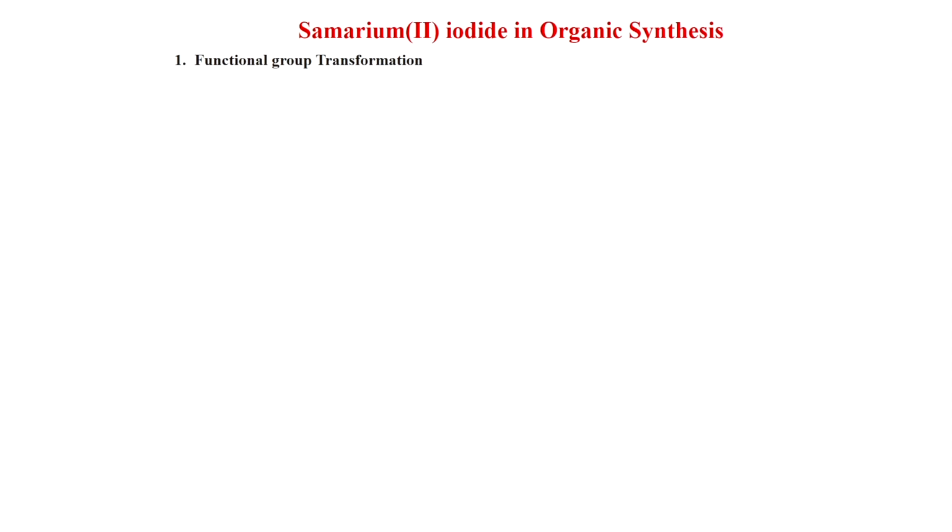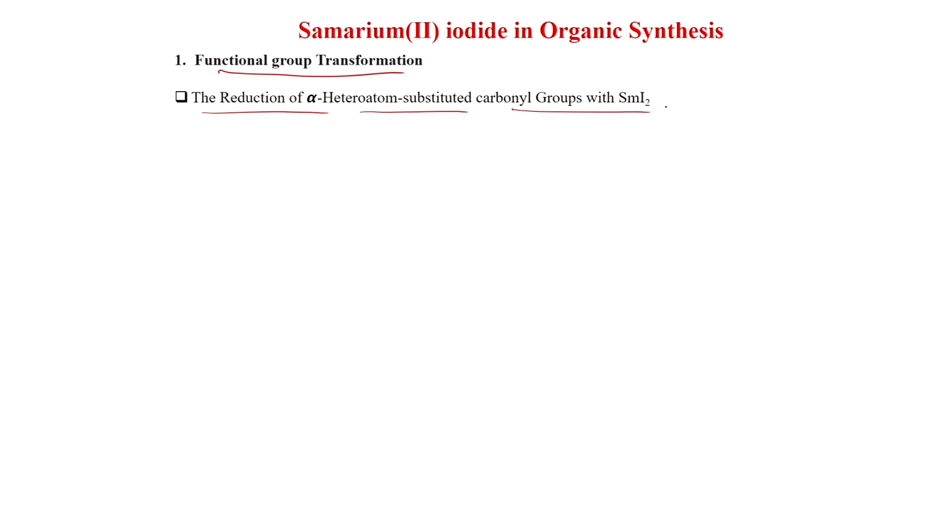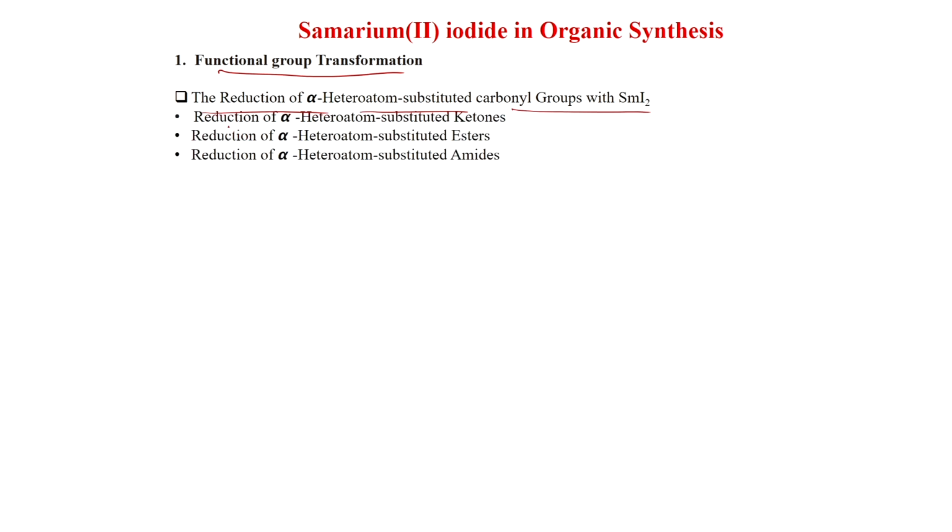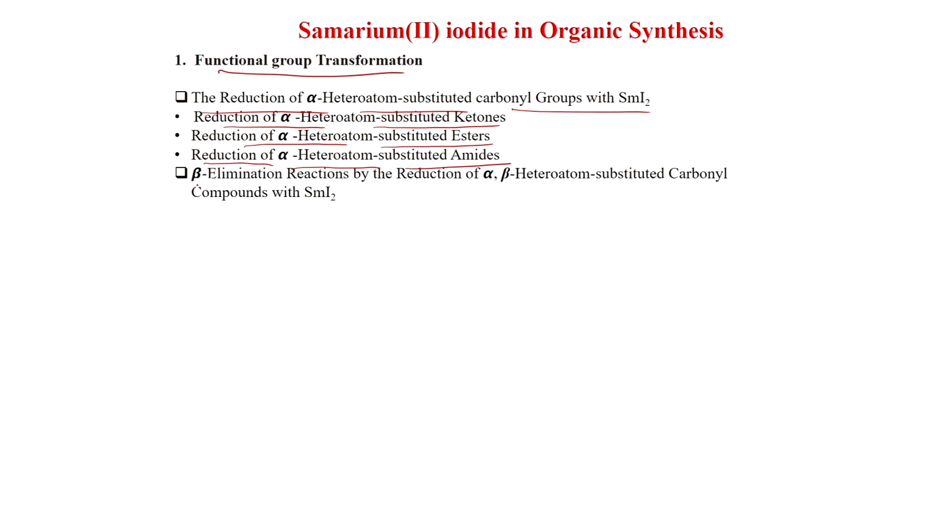So, today we will continue samarium iodide in organic synthesis. First we will discuss functional group transformation, the reduction of alpha heteroatom substituted carbonyl groups with samarium iodide, and here we will discuss reduction of alpha heteroatom substituted ketones, reduction of alpha heteroatom substituted esters, also reduction of alpha heteroatom substituted amides.